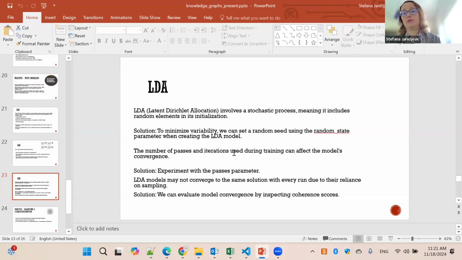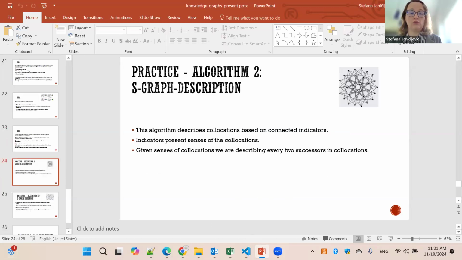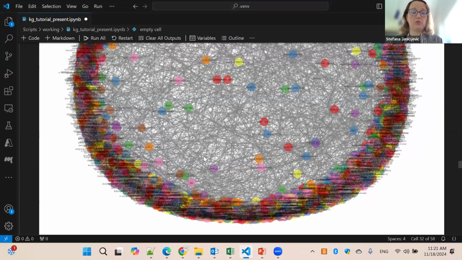LDA models are also part of traditional algorithms. They're not a novel approach, but they've been used all the time. They may not converge to the same solution with every run due to their reliance on sampling. If the model hasn't fully converged, it might produce a different topic distribution. So we also evaluate model convergence by inspecting coherence scores. If the scores are low or fluctuating significantly, consider running more iterations or using a different initialization. So this is according to my preparation for algorithm 1.